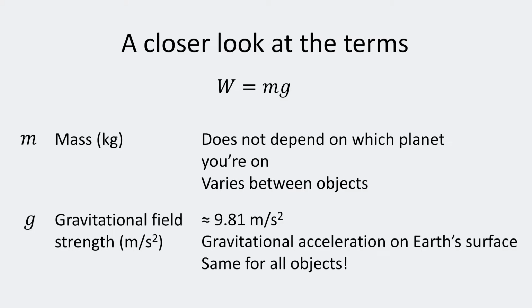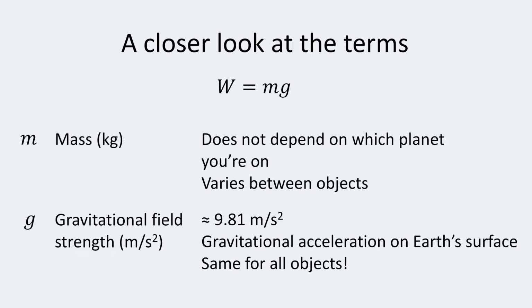We also have g, which is the gravitational field strength. And on the surface of Earth, it's about equal to 9.81 meters per second squared. And this is the gravitational acceleration on Earth's surface, and it is actually the same for all objects. The only reason that objects accelerate differently when we drop them here on Earth is because of air resistance.